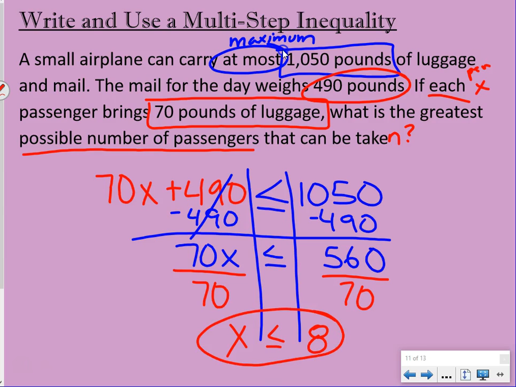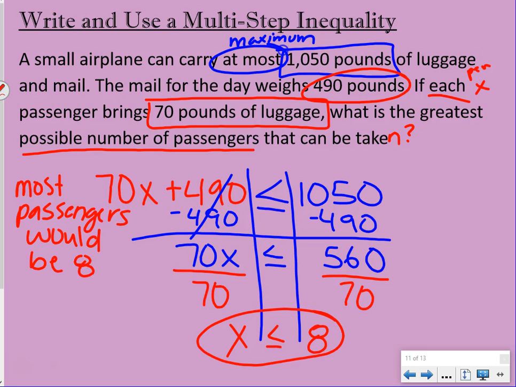Relate it back to the question, what is the greatest possible number of passengers that can be taken? The most passengers would be 8. We can't take any more than 8. We could take less than 8, but the maximum number of passengers is 8.